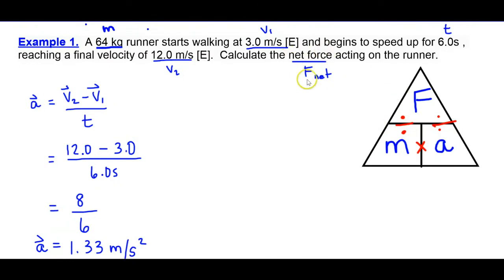We're looking for net force. So if we need to find net force, we need to know our mass and our acceleration. Our mass was given to us. Okay, so here we go. Mass is equal to 64 kilograms. And it's in the units that we want, so we're going to leave that. We just found out what our acceleration was, which was 1.33 meters per second squared. And what we're trying to find is our net force.